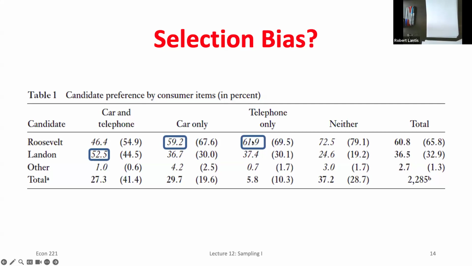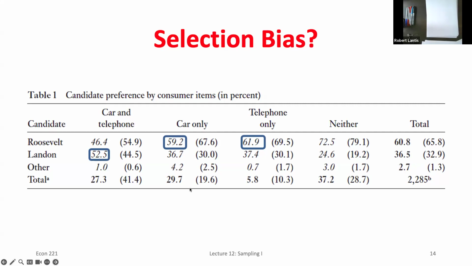Telephone only. So this is probably people that are kind of living in the city, maybe a little bit more impoverished. They tend to maybe vote more Democrat. Telephone only, 61%. If you had neither, right, you're probably really poor. Oh, sorry. Oops, they were even more likely to vote for Roosevelt. So the problem is only one of these categories was represented in our sample. And this specific category was only 27% of the overall population.